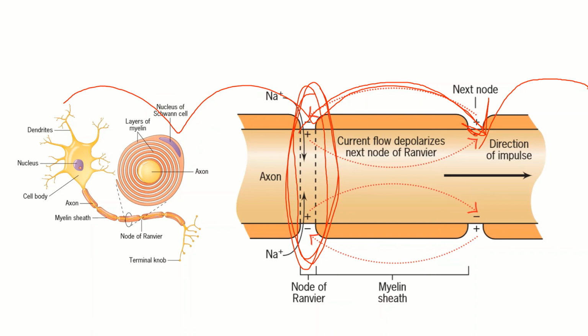So for example, if the signal is from the cell body, it is going to move from node to node like this, thus achieving a faster transmission of the action potential. We call this saltatory movement of the action potential.